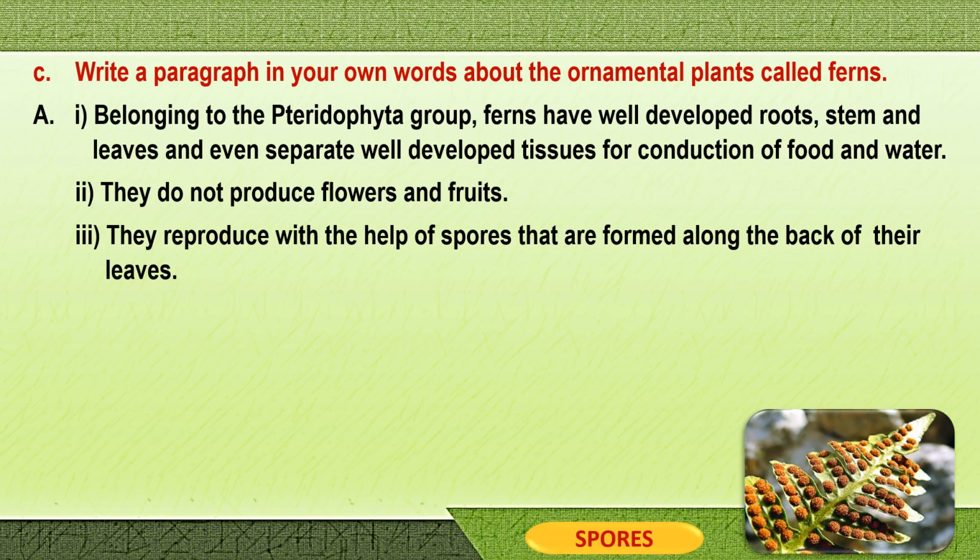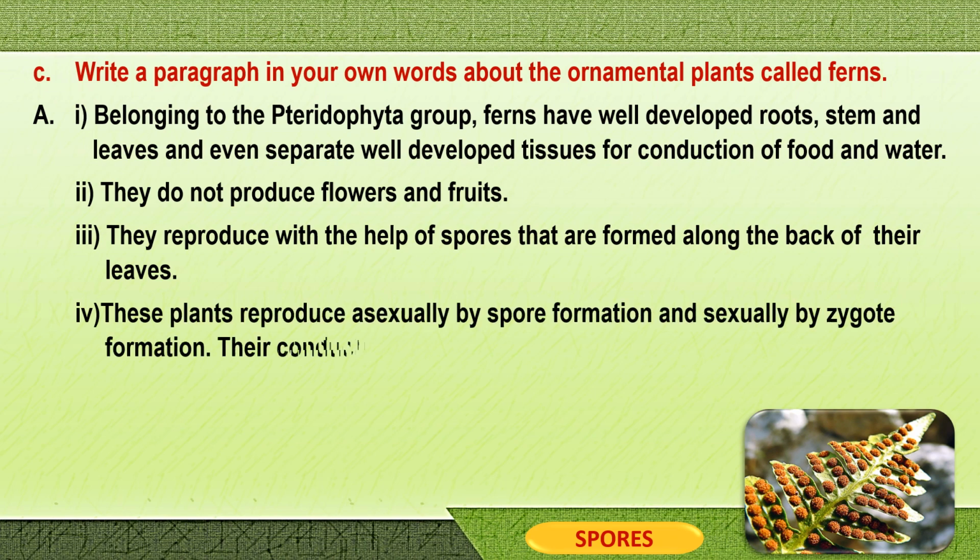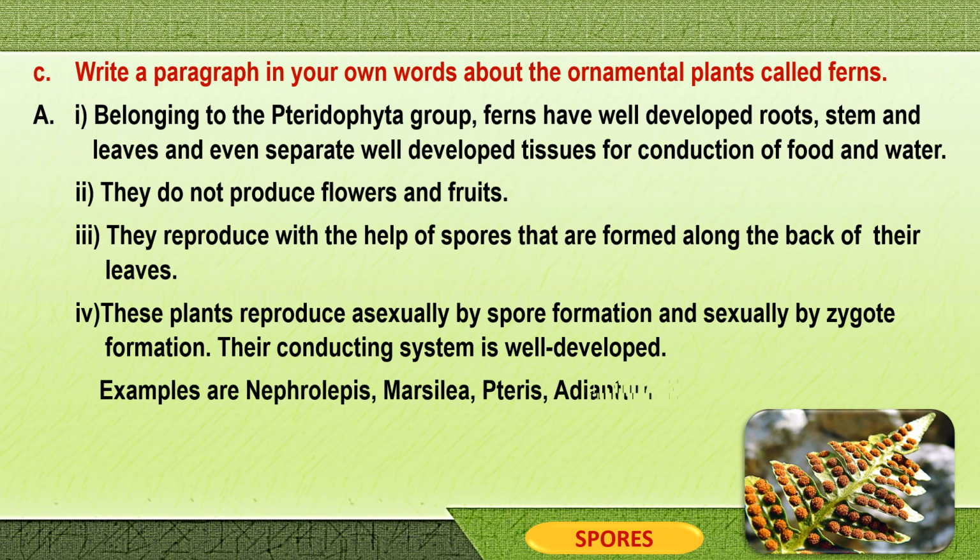If you can see in the picture there, they are green in color, and the spores, when they ripen, become reddish brown, and then they burst and the spores go all over, they germinate and a new plant comes. These plants reproduce asexually by spore formation and sexually by zygote formation. Their conducting system, that is a system used for conducting food and water, is well developed. Examples are Nephrolepis, Marsilea, Pteris, Adiantum, Equisetum, Selaginella and Lycopodium.